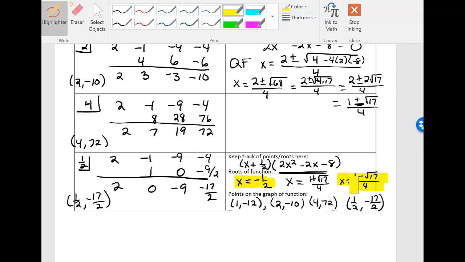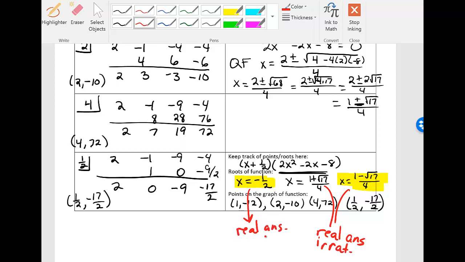To graph these two, remember, take them to decimals. So these two right here are real answers, and they're irrational. This one is a real answer but rational.